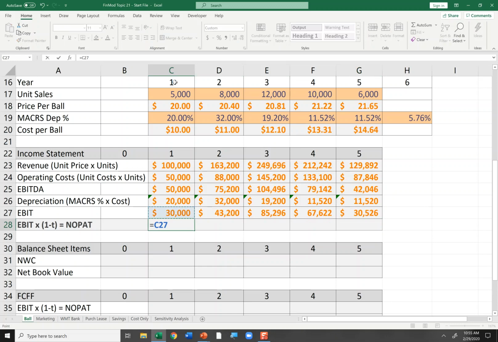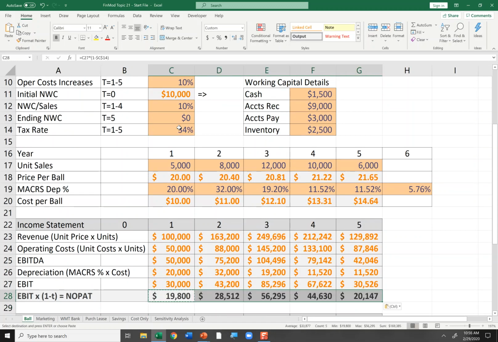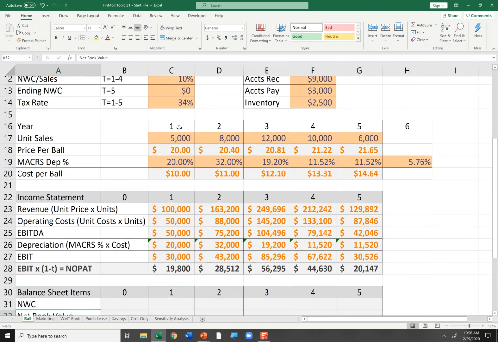Take my EBITDA minus my depreciation, and I have my EBIT. And then I'll take my EBIT after tax by taking the EBIT, multiplying times 1 minus my tax rate, 34%. Anchor that tax rate. And I now have my EBIT after tax, which is also called the NOPAT, net operating profit after tax.